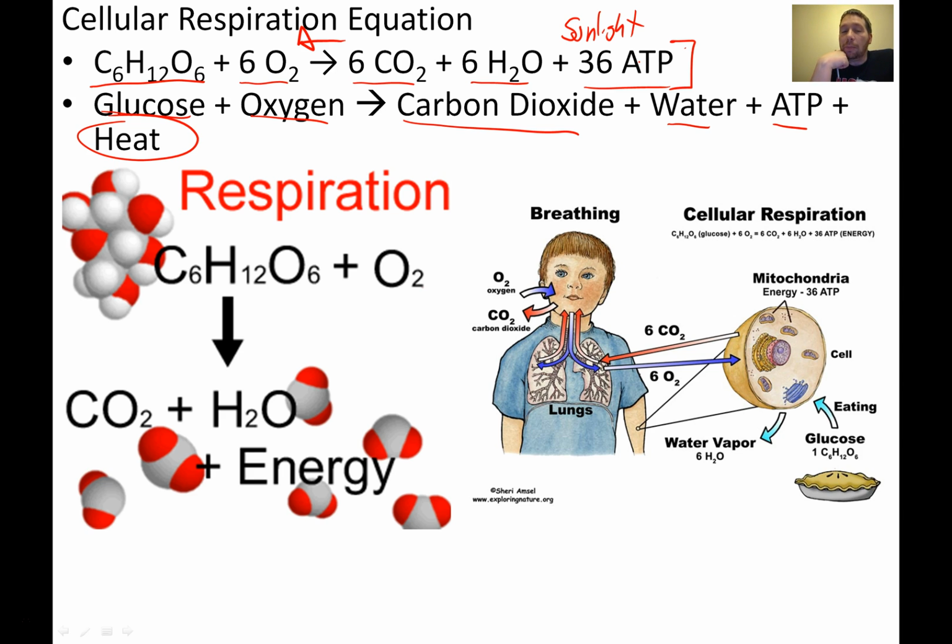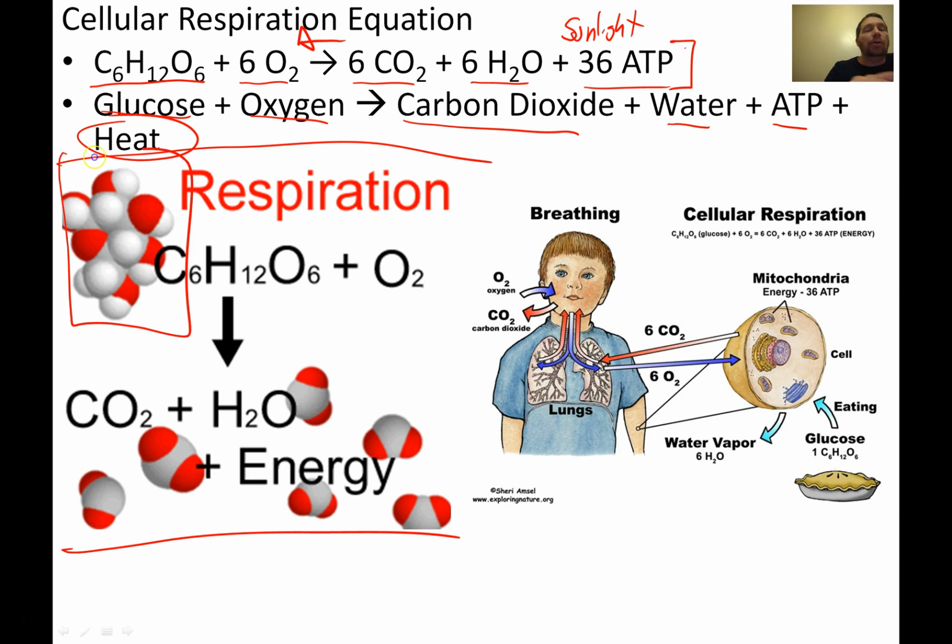Now, one more thing I want to point out is that cellular respiration does the opposite of photosynthesis. Photosynthesis took carbon dioxide and water, these little molecules, and put them together to make a big molecule. Well, respiration does exactly the opposite. It takes this big molecule and breaks it apart to make these little molecules. Photosynthesis requires energy to happen. Photosynthesis absorbs energy from the sun to make it happen. Cellular respiration releases energy.